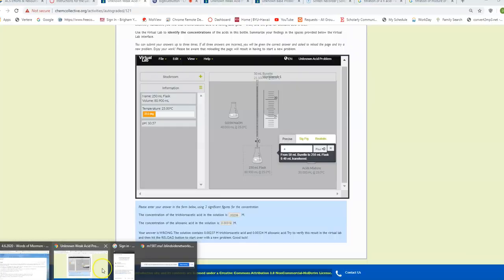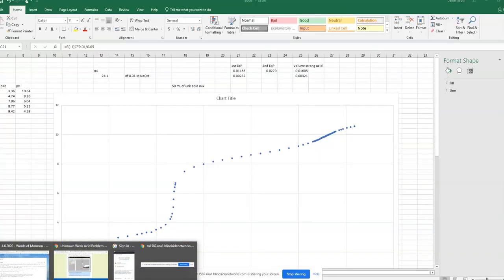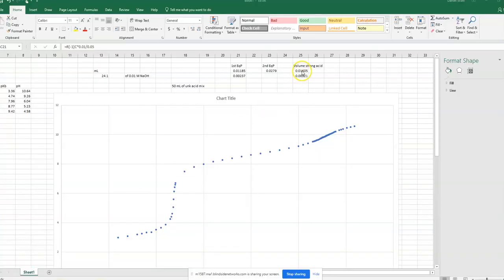Is that right? 0.00319. So they got 319. So to make that 319, I need to change this endpoint to a lower value.